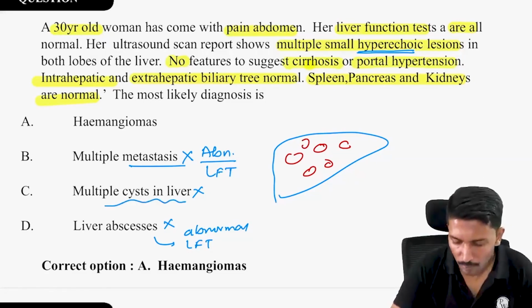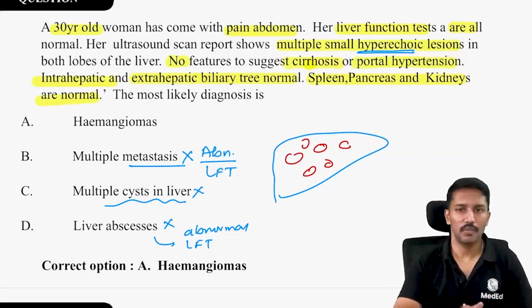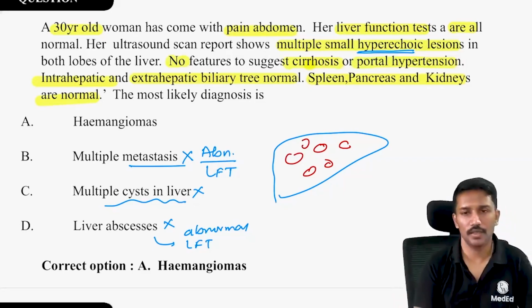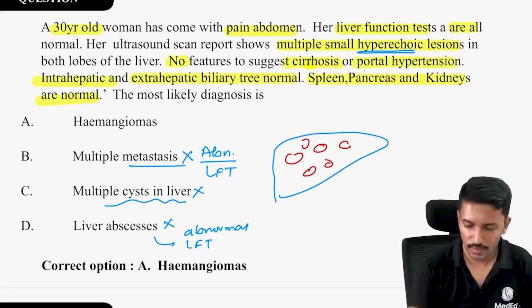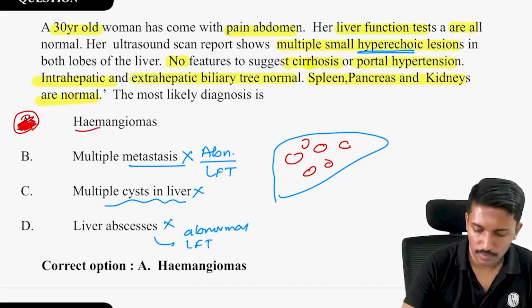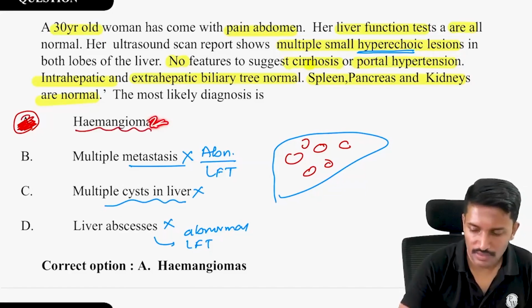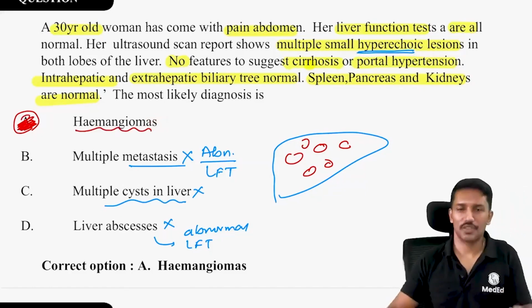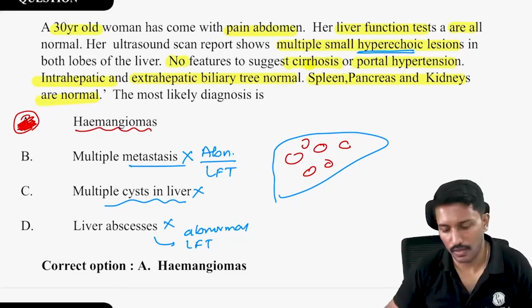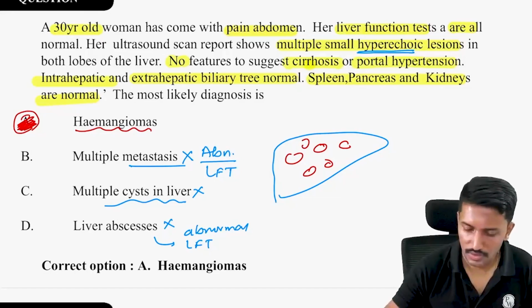Multiple liver cysts may be asymptomatic. LFT may be normal, but they will be hypoechoic, right? Fluid is not a good conductor. So now what am I left with? Mainly hemangiomas, right? So hemangiomas can appear as multiple hyperechoic lesions in the liver, and the patient may largely remain asymptomatic. So that's why option A becomes the right answer.